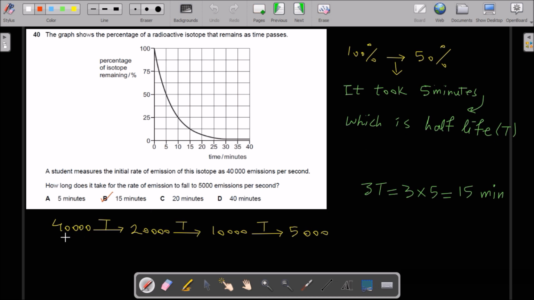Then 40,000, if changed to 20,000 emissions per second, it takes T, which is one half-life. So 20,000 changed to 10,000, that is remaining. So again, 1 half-life. 10,000 changed to 5,000, this is remaining, so it takes also 1 half-life. So 1, 2, 3 T, which means 3 half-lives. The half-life is 5 minutes, so 3 times 5, which is 15 minutes.